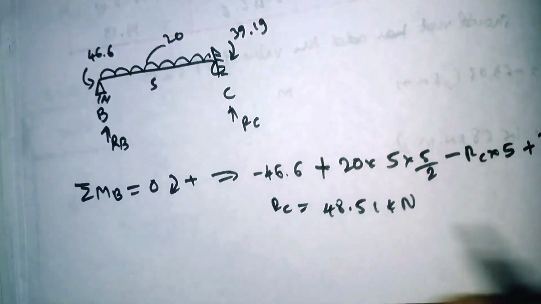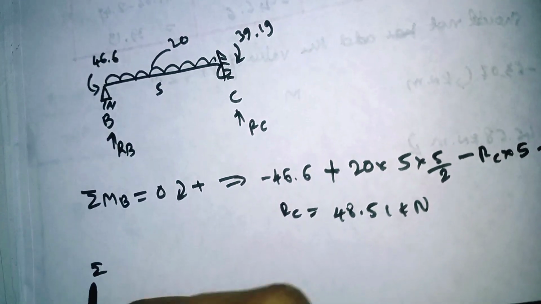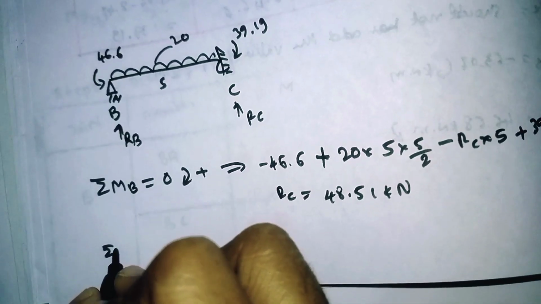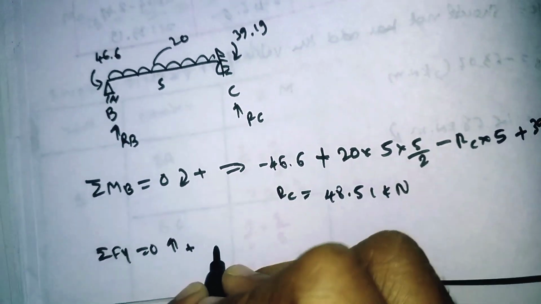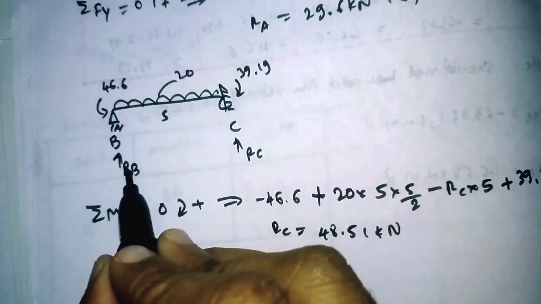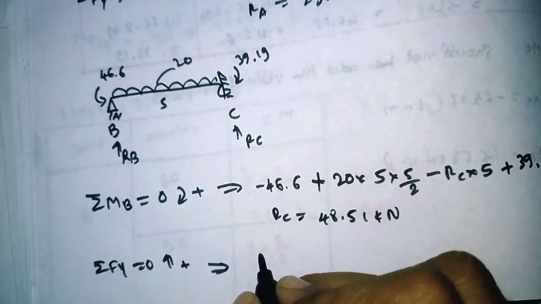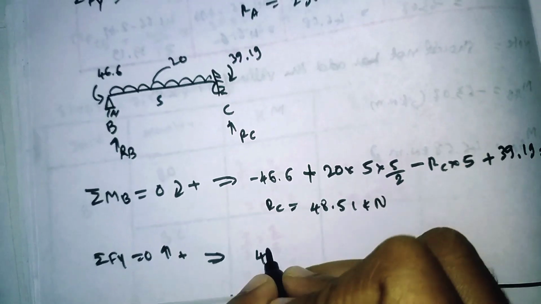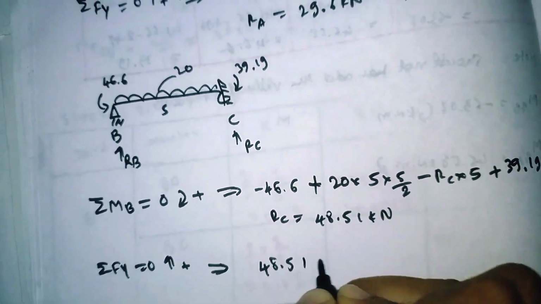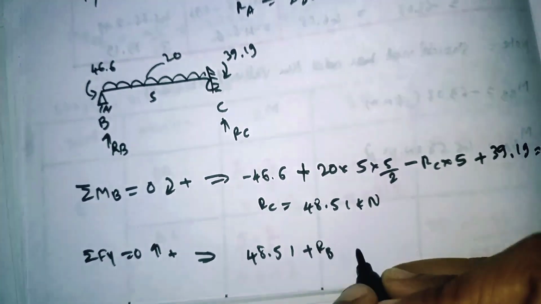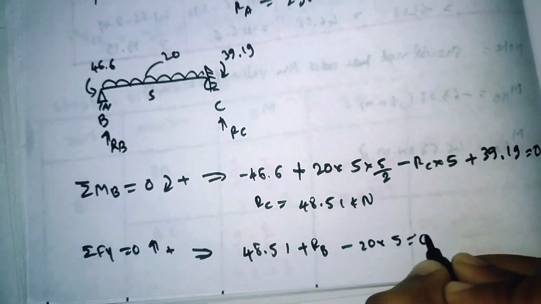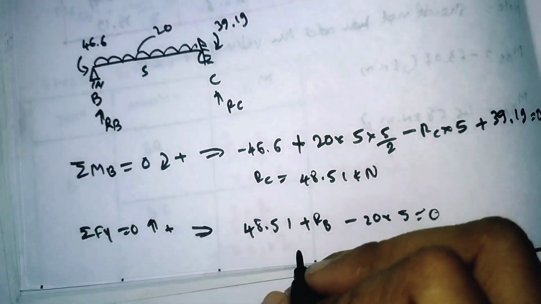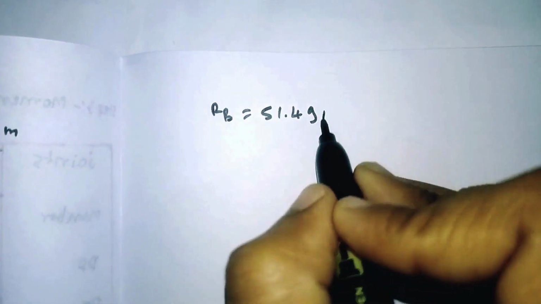So now we'll go for the calculation of RB. For that we have to take the summation of vertical forces equal to 0. Upward we have to take positive. So here RB and RC are moving upward. Now we got the RC value, I am directly writing here 48.51 plus RB, minus, it is downward, UDL is 20 into 5, distance, is equal to 0. So by calculating, we get 51.49 kilonewton. So now we got the RB.